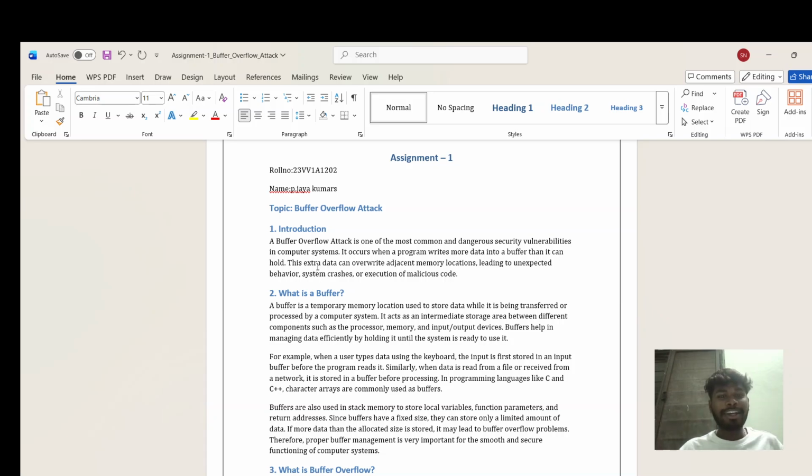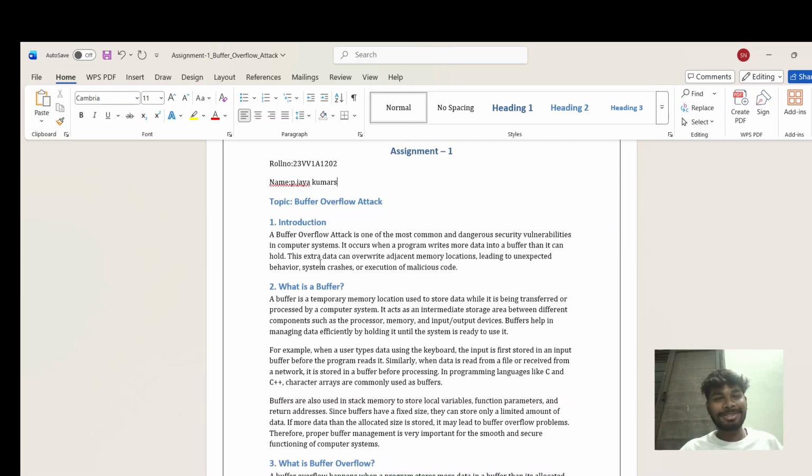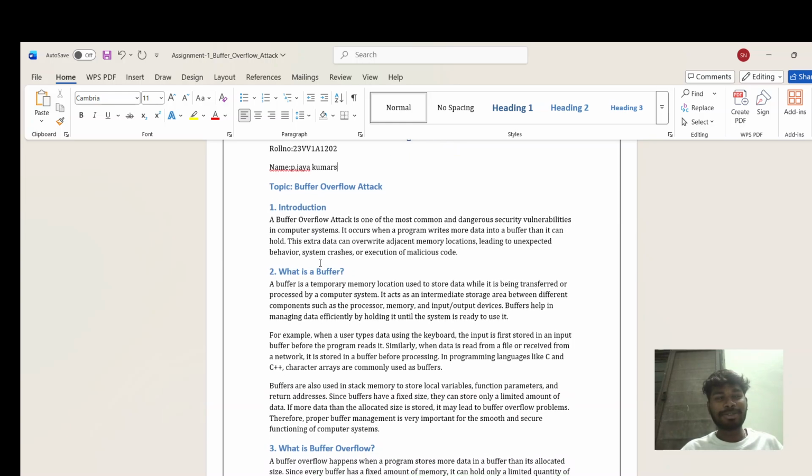A buffer overflow attack is one of the most common and dangerous security vulnerabilities in computer systems. It happens when a program writes more data into a buffer than it can hold. The extra data can overwrite adjacent memory locations, leading to unexpected behavior, system crashes, or execution of malicious code.